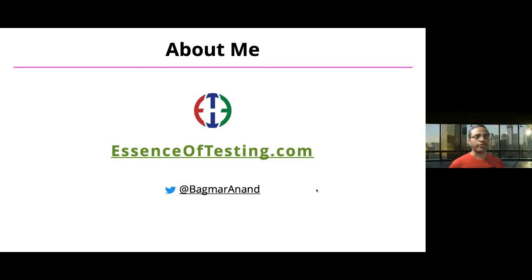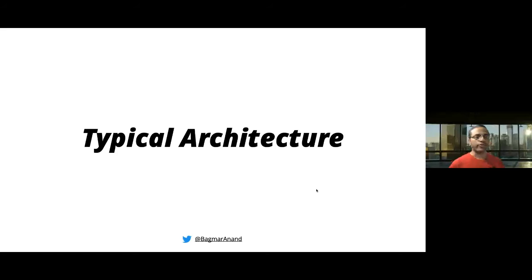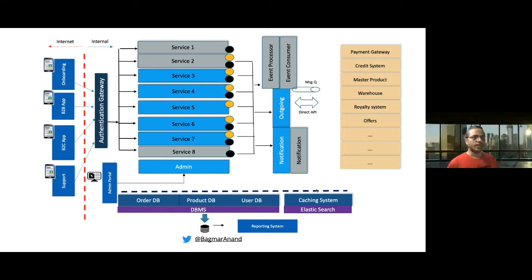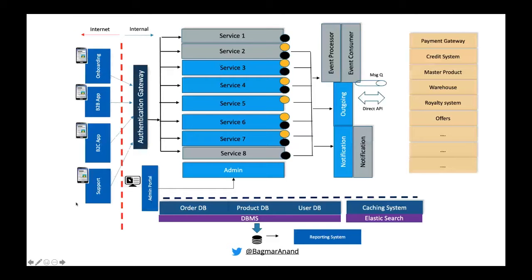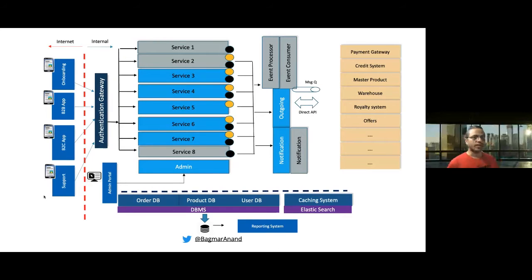OK, so let's take a quick example of a typical product. This is a complex product, where you would have different types of front-end applications, as seen on the left-hand side, which are out on the internet. These applications could be for support, for onboarding, B2B or B2C applications, and they could be available in the form of web or native apps, it does not matter.